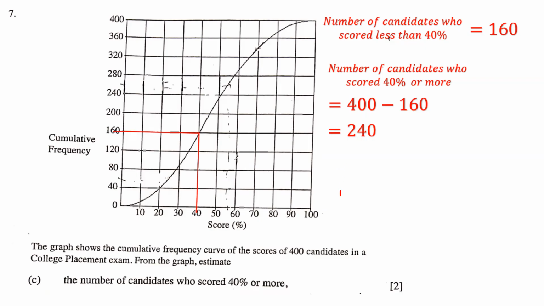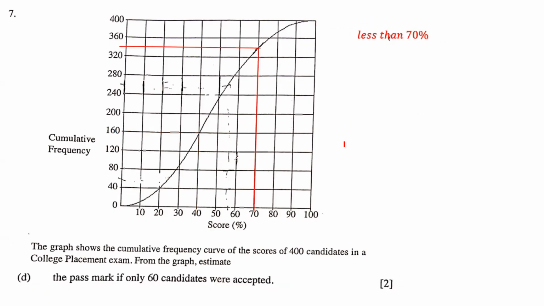So basically what we did is we divided the candidates into two groups. One group is the number of students who scored less than 40%, which we found to be 160. And one group is the number of students who scored 40% or more, and we found that to be 240. And if we add 240 and 160, we get the total, which is 400. So the answer for this one is 240.